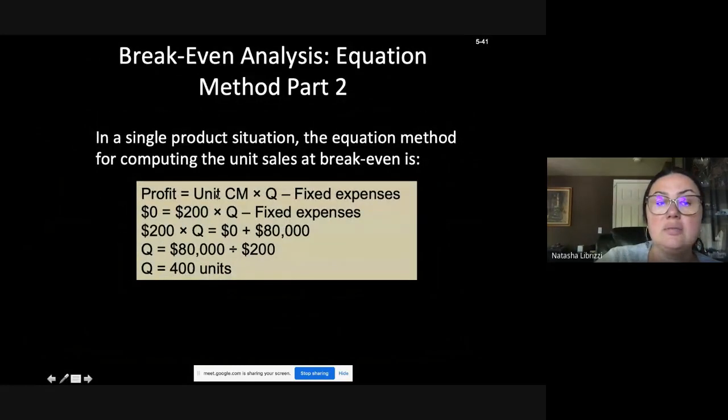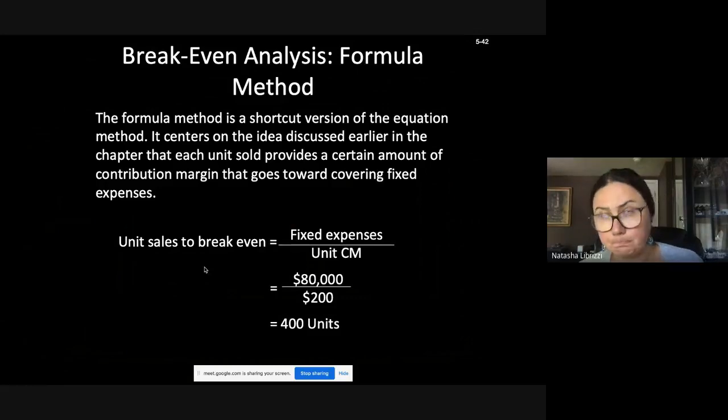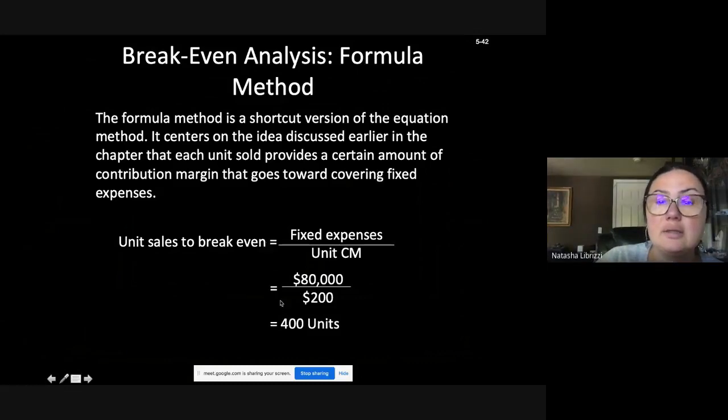When we use this formula, unit contribution margin per dollar figure times quantity, and solve for Q, we get the units. If we want to do it in dollars, we'll talk about that in a little bit. You can take 400 units times 500 to figure out the break-even sales figure. But this is a good starting point. So that's the equation method per unit. The formula method is a shortcut version of the equation method.